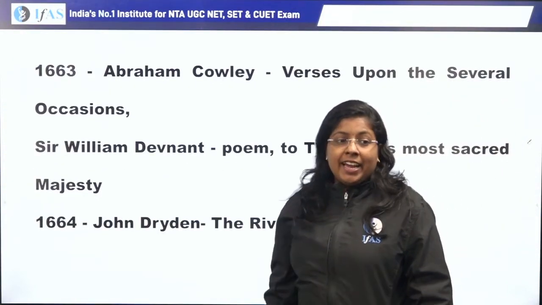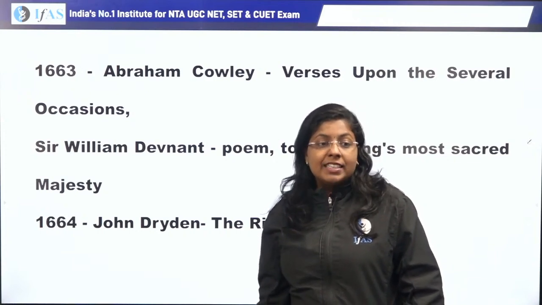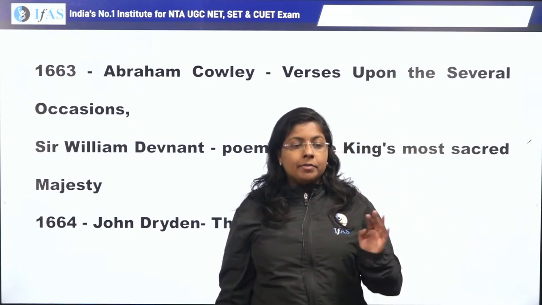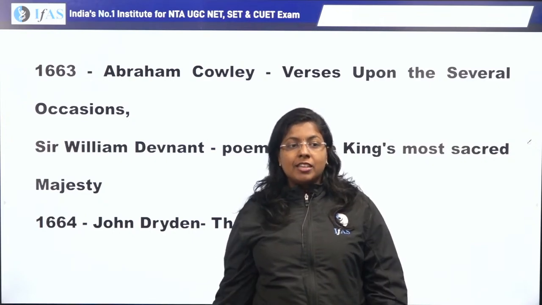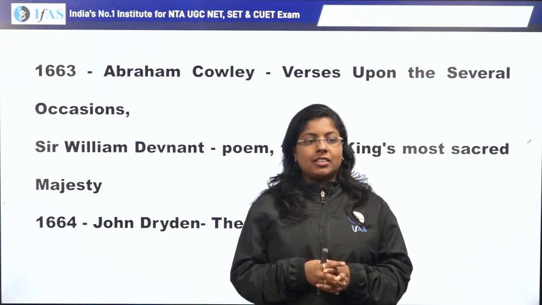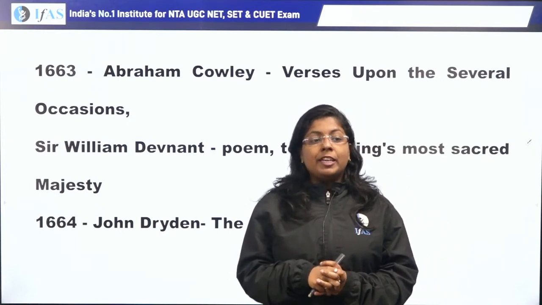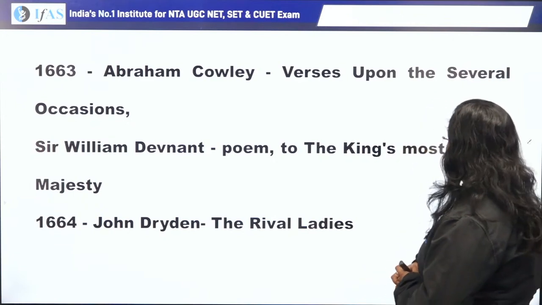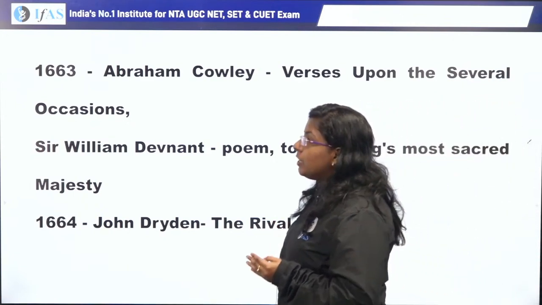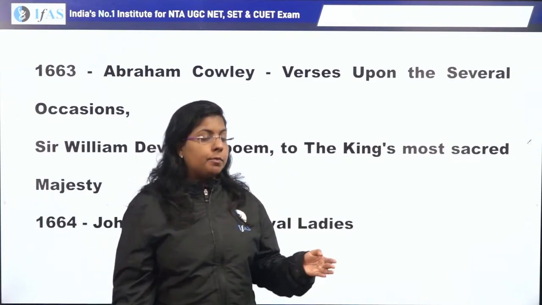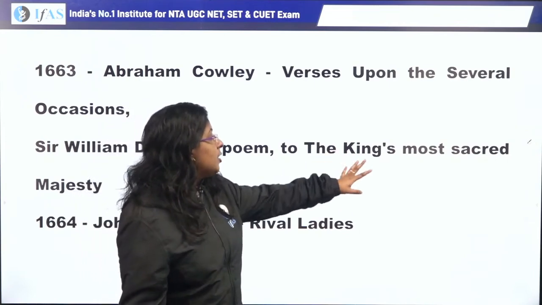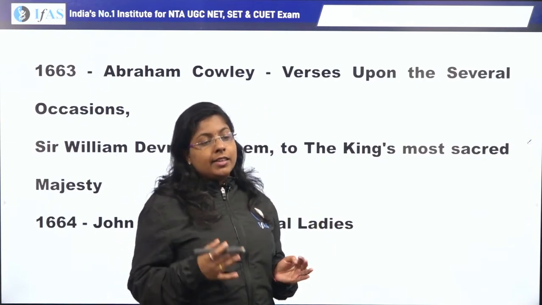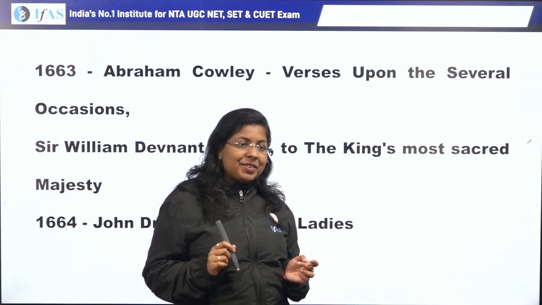Then, in 1663, again Abraham Cowley came with his Verses upon Several Occasions. Along with Abraham Cowley, we have Sir William Davenant, his poem To the King's Most Sacred Majesty. This is also published in the year 1663. All right.